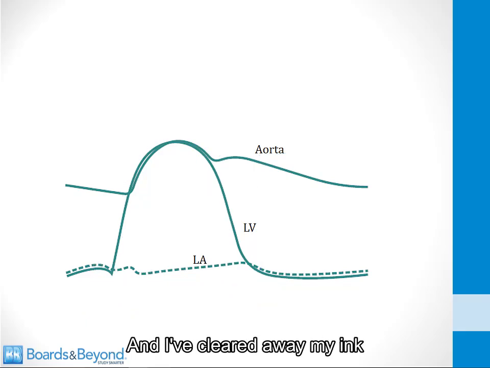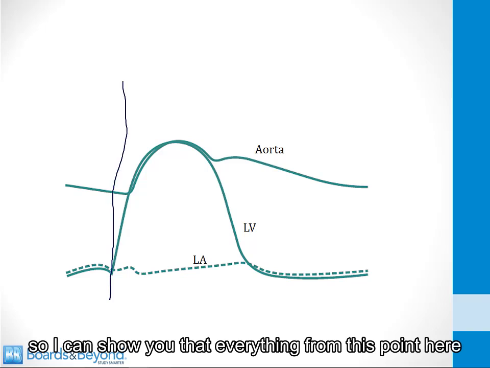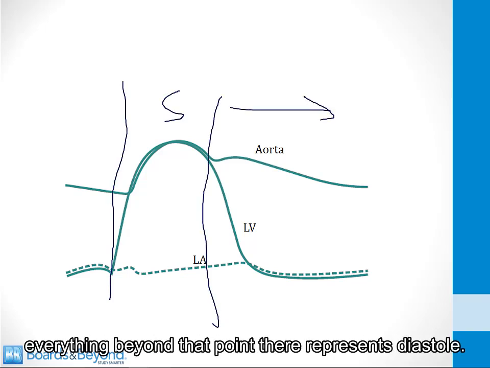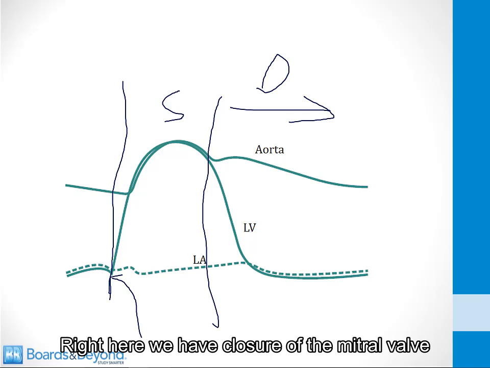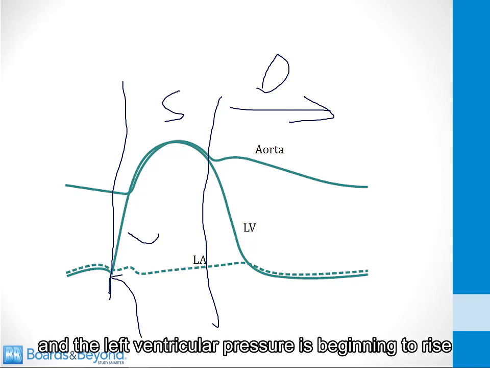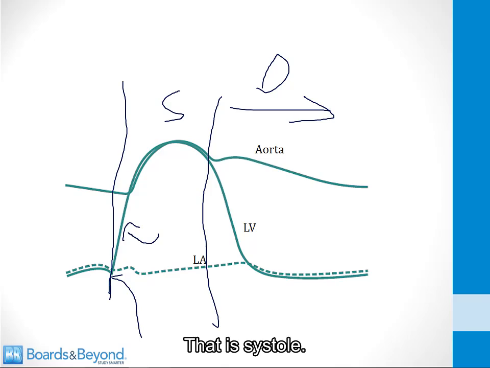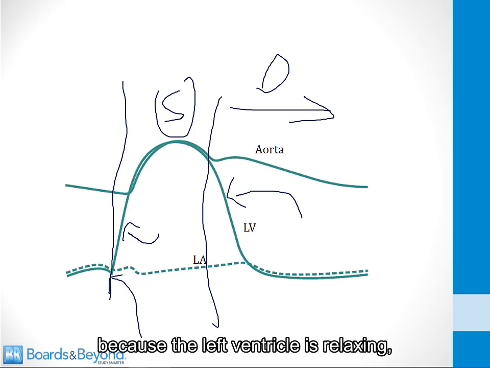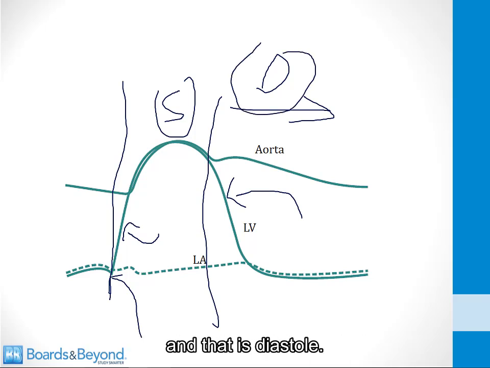And I've cleared away my ink so I can show you that everything from this point here to this point right here represents systole. Everything beyond that point there represents diastole. Right here we have closure of the mitral valve and the left ventricular pressure is beginning to rise as the left ventricle contracts. That is systole. Over here, left ventricular pressure is falling because the left ventricle is relaxing, and that is diastole.